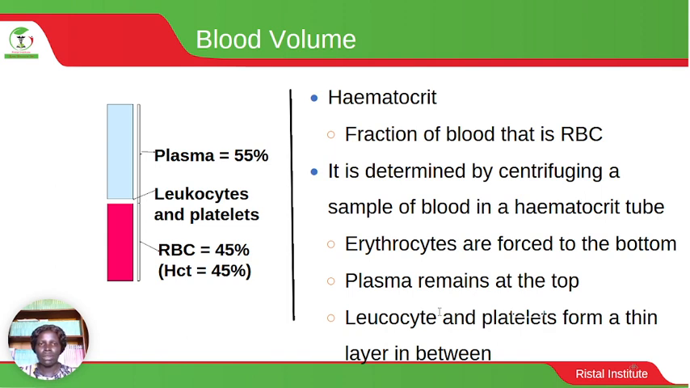So let us go into details of this. We look at what is called the hematocrit. Hematocrit is the fraction of blood that is red blood cells. It is determined by centrifuging a sample of blood in a hematocrit tube. When the blood is centrifuged, erythrocytes are forced to the bottom and the plasma remains at the top. Then leukocytes and platelets form a thin layer in between them, as we have seen in that picture.